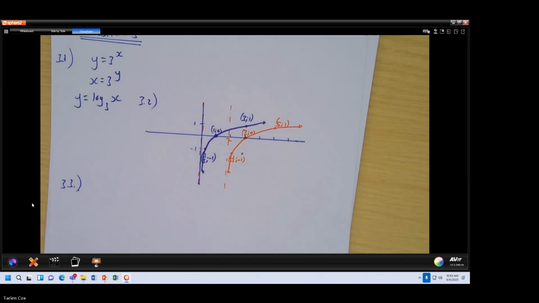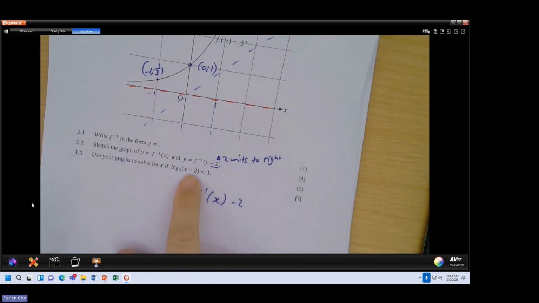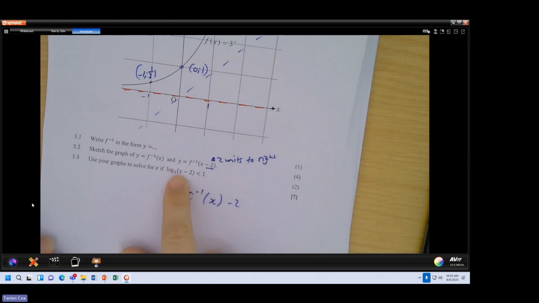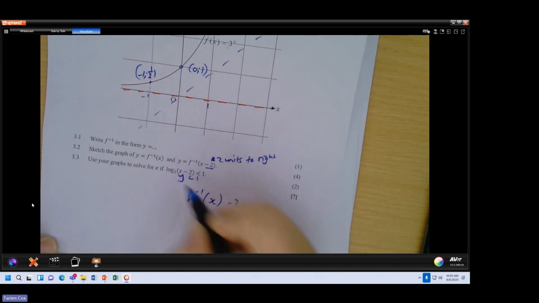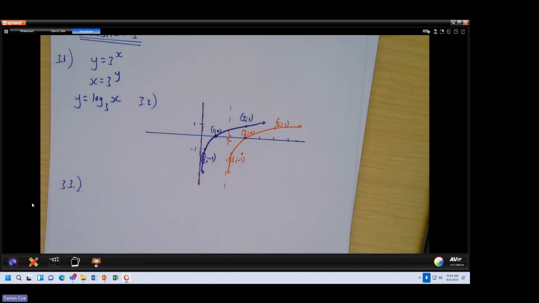3.3. This is more of an interpretation question. The question they are asking is to use your graph to solve for which values of. Now, which graph are we using? They're talking about this one here, so I must use this graph. But this technically means y less than 1. So the y value for this graph. So let's look at where the y values are less than 1.